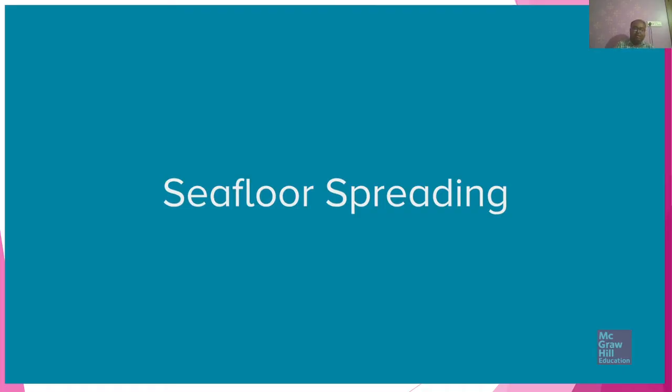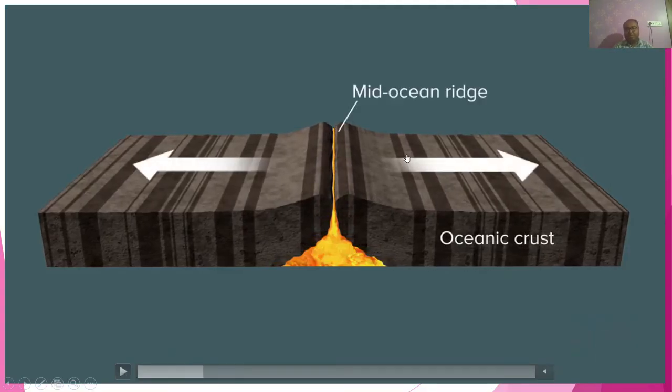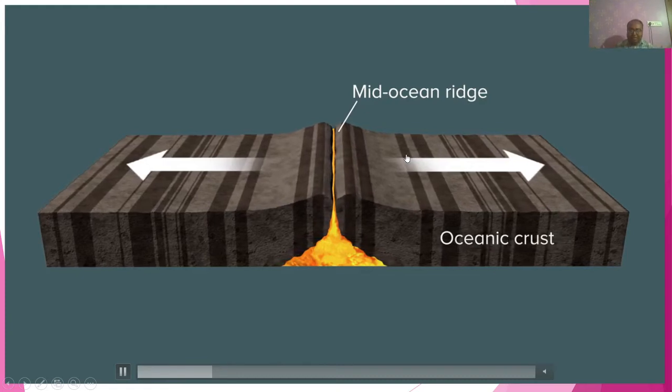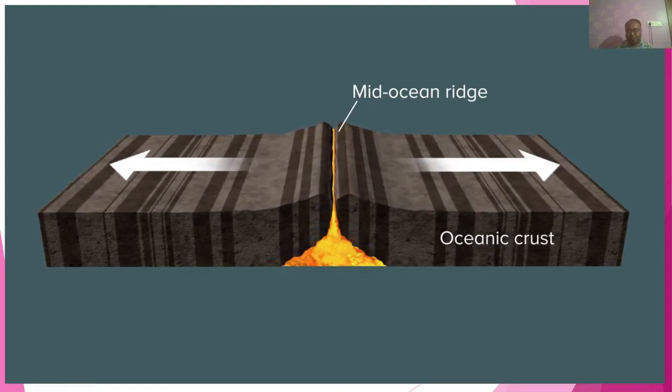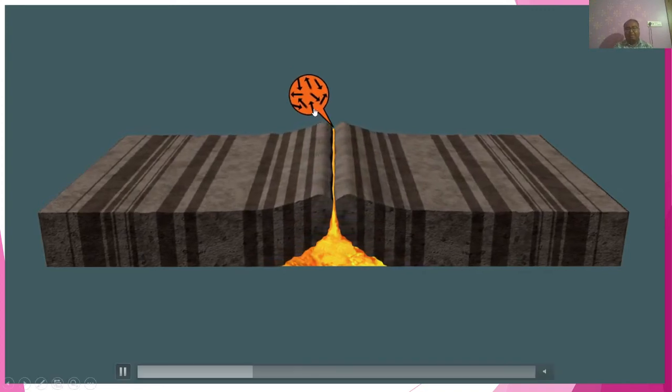Next part we are moving to is the concept of seafloor spreading. This is the concept of mid oceanic ridge. You can see this is known as divergent movement because the two parts are diverging from both sides.